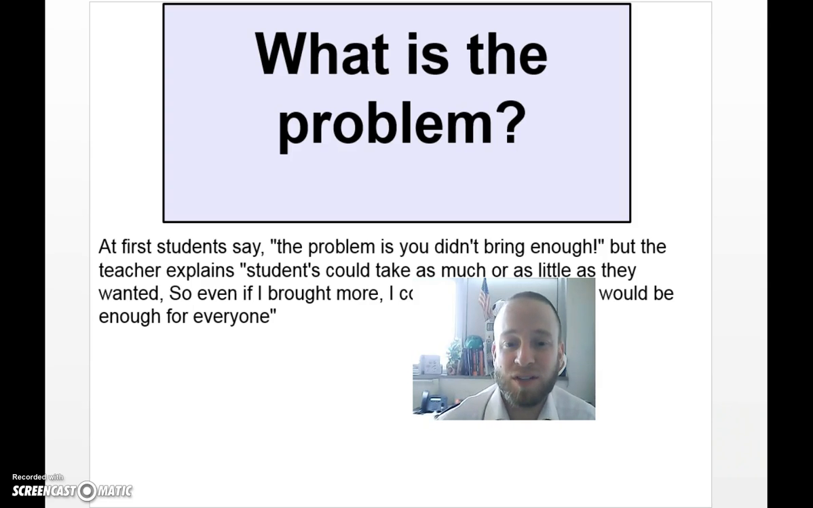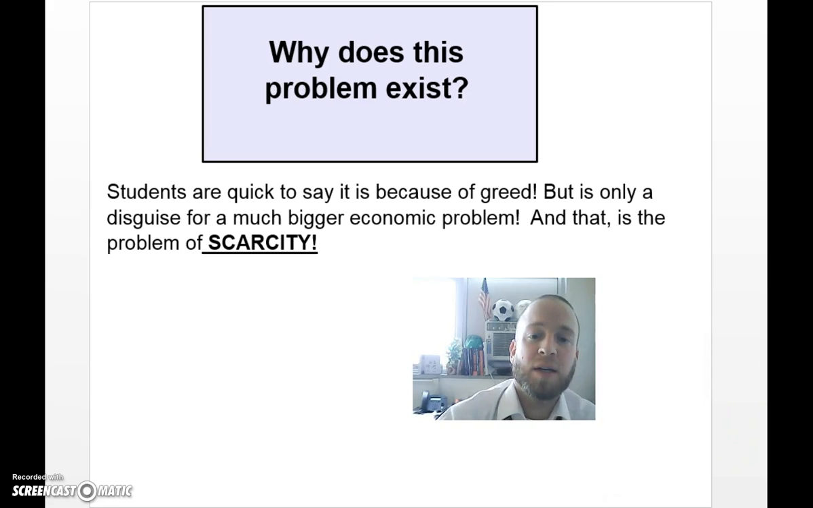And obviously most of the students will at first say, the problem is you didn't bring enough. But as I explained, look, the students could take as much or as little as they wanted. So even if I brought more, I could not promise that there would be enough for everybody, because students could take as much as they wanted or as little as they wanted. But why does the problem exist? Why does this problem exist of popcorn?